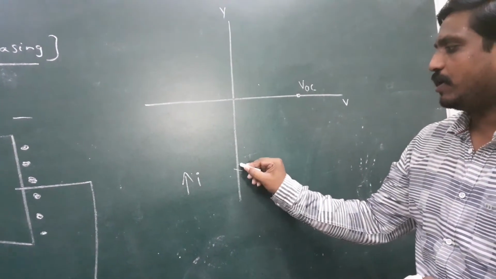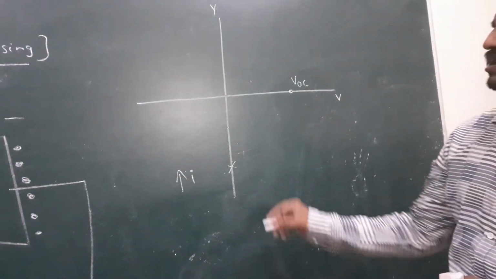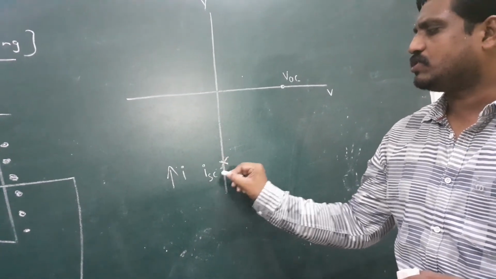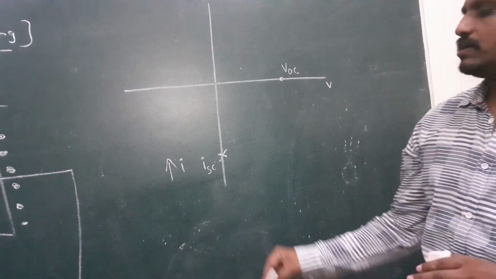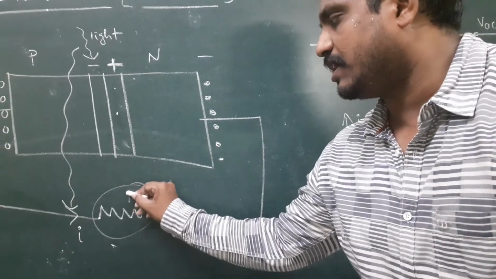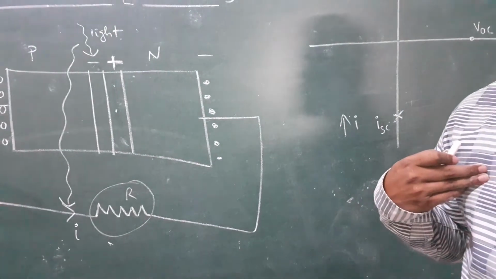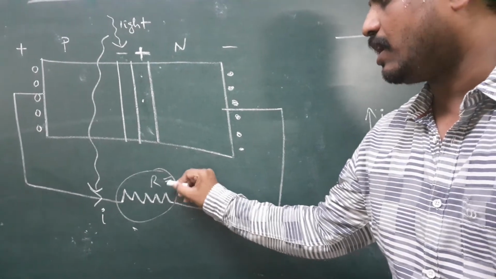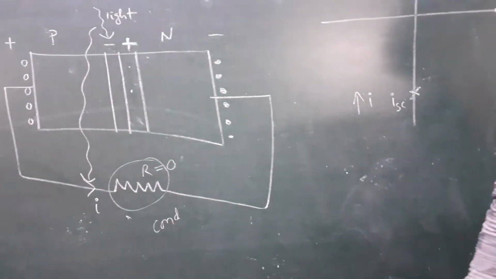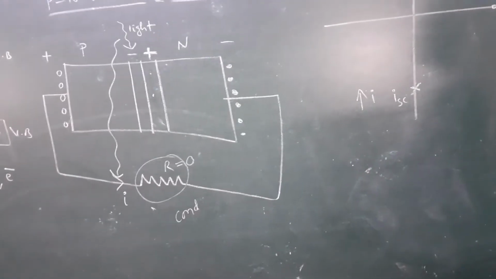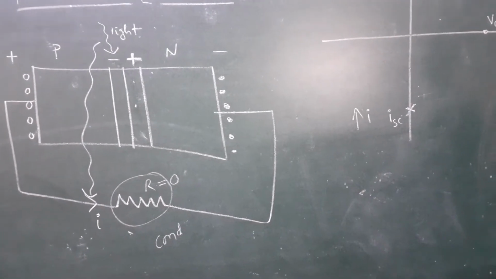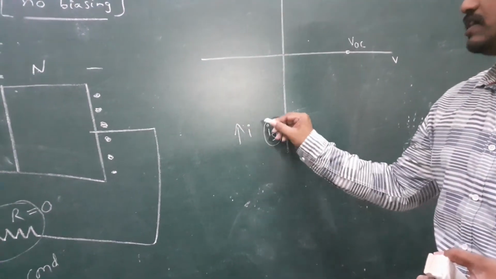Here I take another point. This point indicates ISC, that means short circuit current. Short circuit current means generally which wire is connected? Generally a resistor wire is connected, but I connect not resistance. Here a conducting wire is connected. Conducting wire means its resistance becomes what? 0. When the resistance becomes 0, there is no opposition, so current flow is maximum at low voltages. That current is called short circuit current.